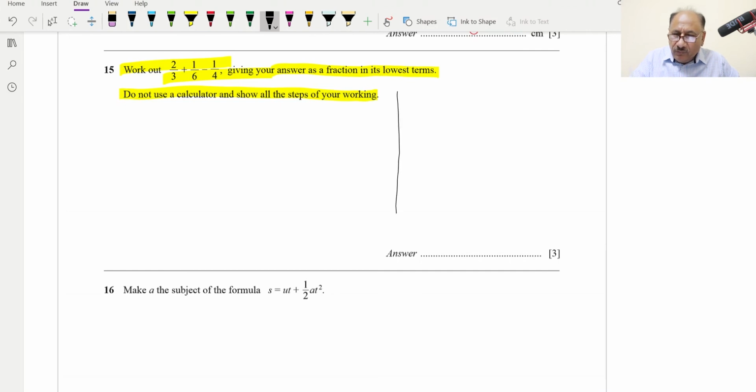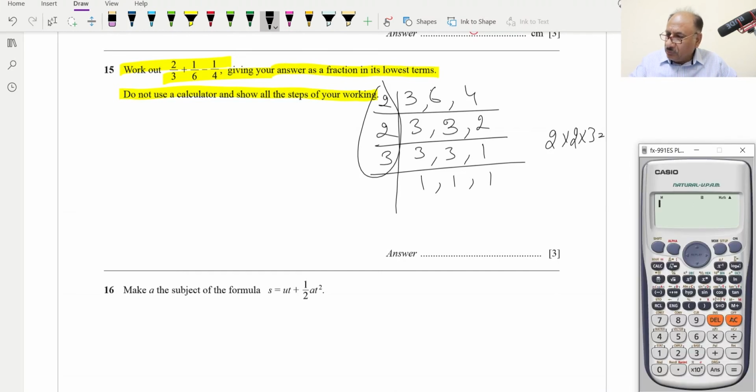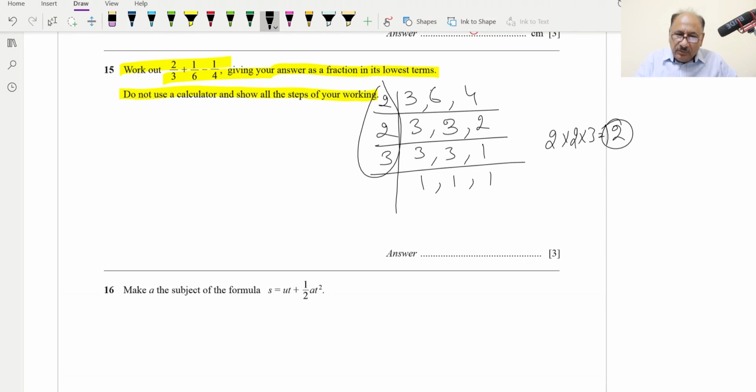For LCM we will be taking this one, 3, 6 and 4 divided by 2, so 3 as it is, then 3, 2 3s are 6 and 2 2s are 4, then by 2, 3, 3 and 1, then by 3, 1, 1 and 1. Now we can multiply these: 2 into 2 into 3, and this will be equal to basically 12. So 12 will be our LCM.